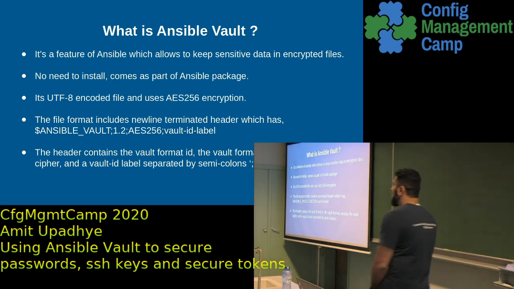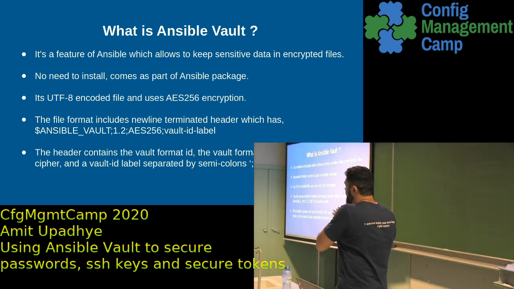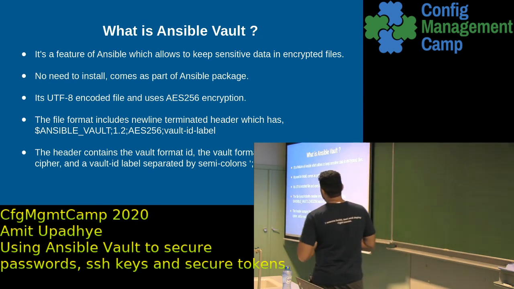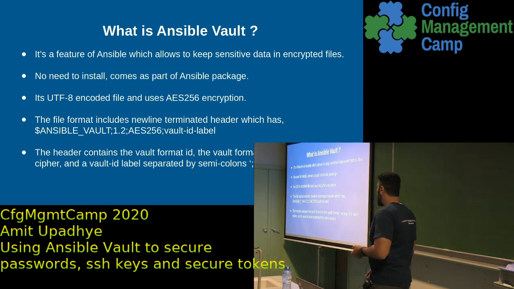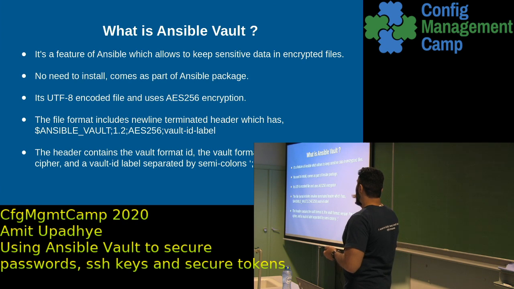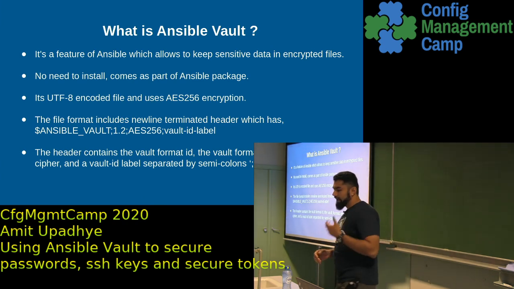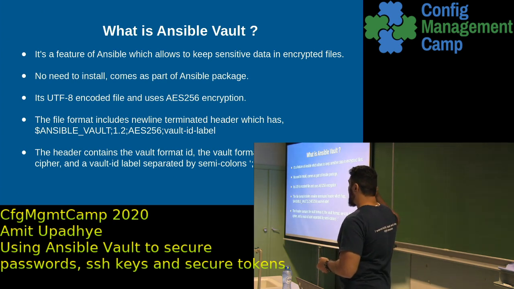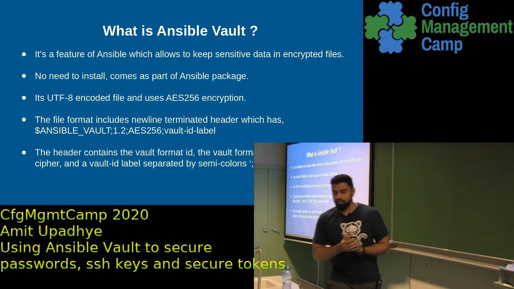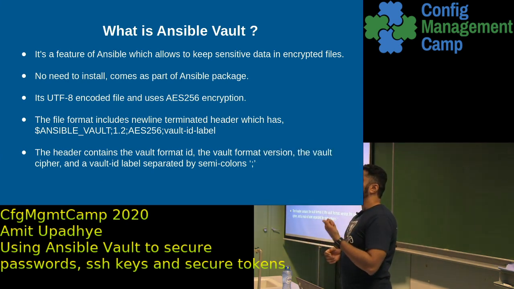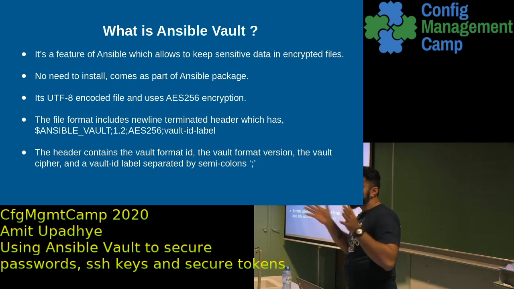The Ansible Vault feature comes with Ansible itself, so you don't need to do anything extra, or install an extra package for that. It's basically AES 256 encryption. I don't see any option to change the encryption with Ansible Vault. When you encrypt the file, you get a header like this: Ansible Vault, then the Vault format version. I can see there are two Vault format versions available, 1.1 and 1.2. I'm sorry, but I don't know the difference between these.